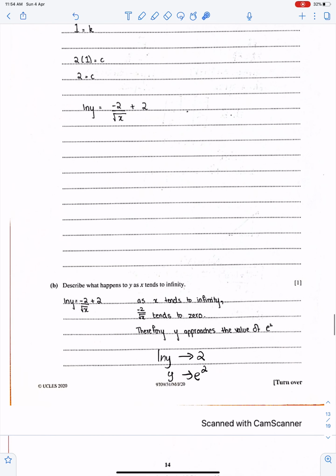Describe what happens to y as x tends to infinity. This is so simple. When x tends to infinity, then this fraction will tend to 0. You know, constant upon infinity is 0. So ln y will approach 2 and y will approach e square.